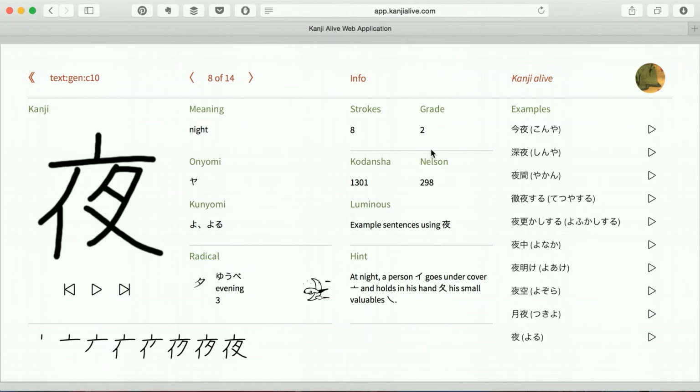Examples using the kanji: konya, tonight. Again, that kanji ima. Yonaka, late at night, right? In the night, amid the night. Yozora is nice, a night sky. Tsukiyo, a moonlit night. And yoru, night.